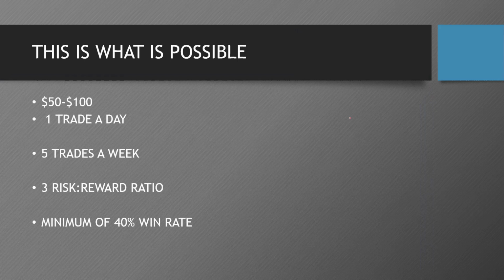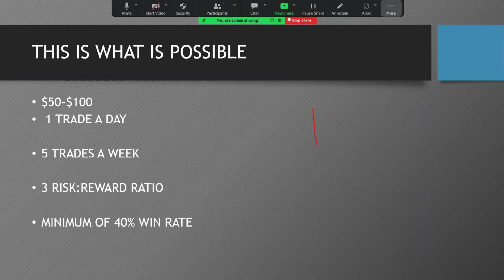This is what is possible. Your risk reward, 1 to 3. If you can follow this plan, you'll be good. 5 trades a week. So your job is to find only one trade that can give you, if it's $10, if it's $3, just one trade. I will show you how to find that one trade. If that one trade is not there, do not trade.